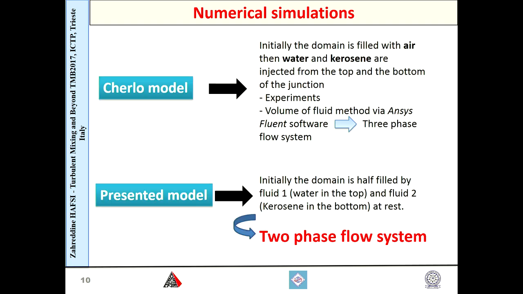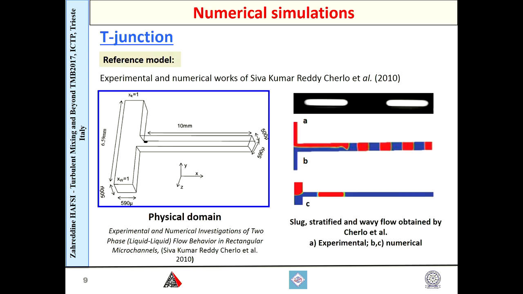Actually, what Cirlu has done is the following. They have a T-junction. Initially, the T-junction is full of air. Then they inject water from the top and kerosene from the bottom, water and kerosene flow, and they push the air out of the junction. There will be some patterns that are formed between water and kerosene.